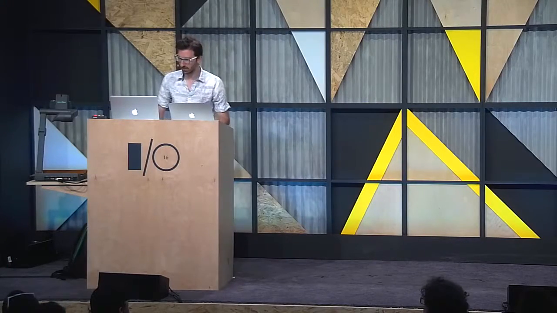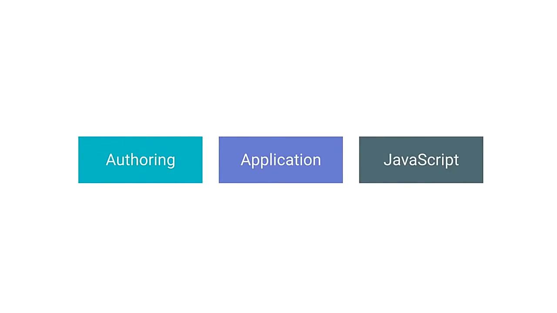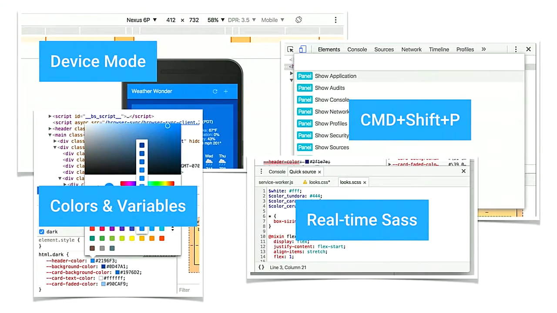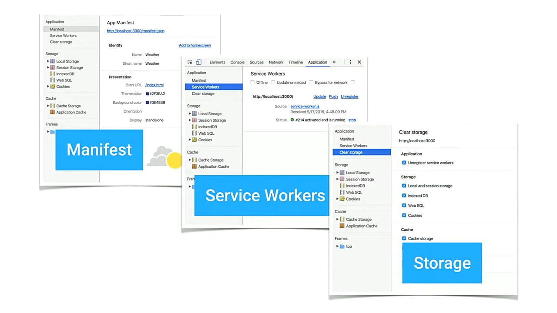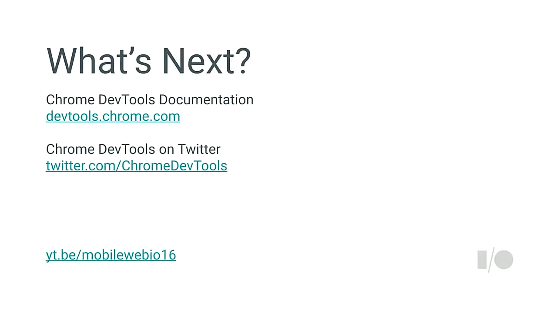Very brief wrap-up. So we talked about authoring applications in JavaScript. And to make this really quick: device mode, Command-Shift-P, colors of variables, real-time Sass authoring. Take a photo if you want to. All right. Yeah, we need to move on. Sorry. Manifest, service workers and storage. And hopefully you can see the recording afterwards. And also Node and inline variables, ES6, black boxing. There's a couple things we haven't shown. But that's about it. What's next?